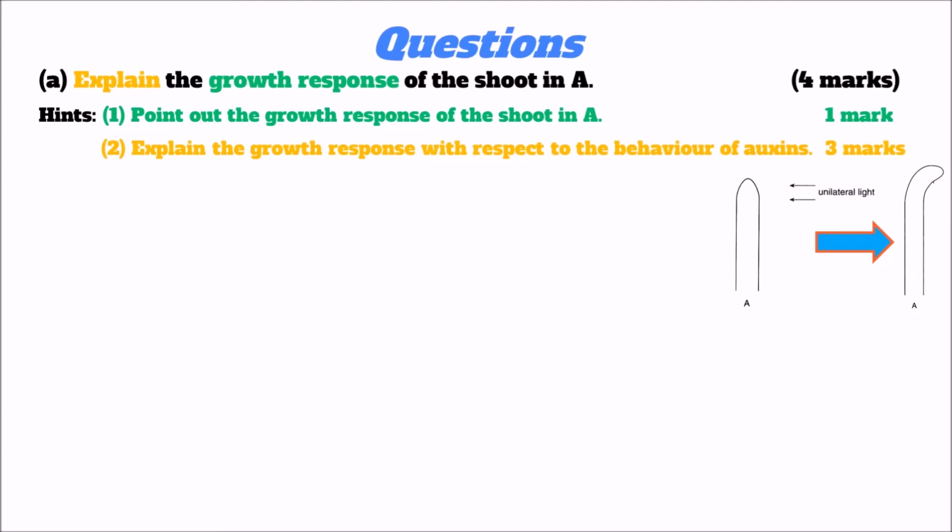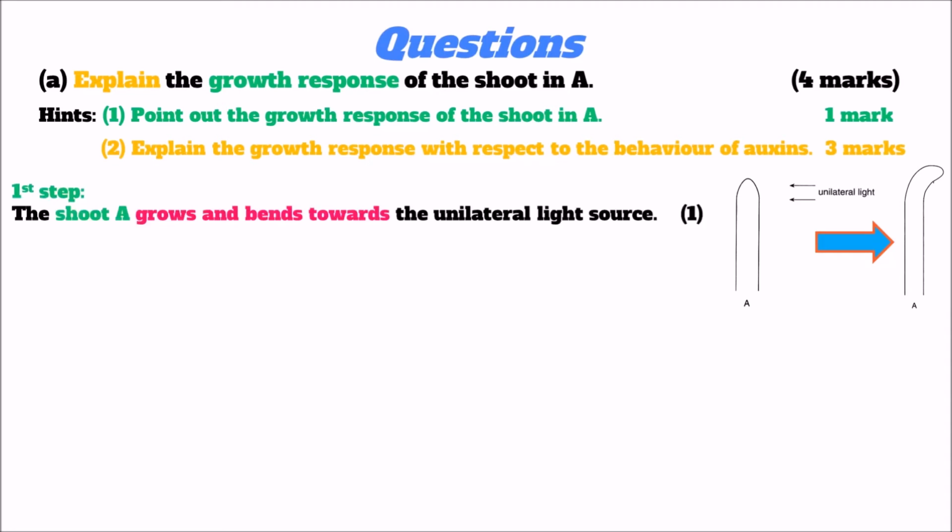Then you have to explain why this growth response happened. What you need to recall are the guiding questions. The shoot A grows and bends towards the unilateral light source. It carries one mark for the description.